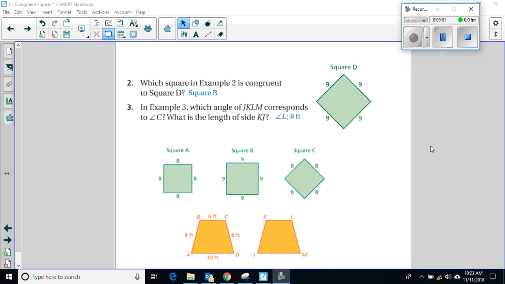Okay, so if we take a look at that first question, which square in example 2 is congruent to square D? The answer would be square B. And then in the next question, which angle of trapezoid JKLM corresponds to angle C? That would be angle L. And what is the length of side KJ? That would be 8 feet.